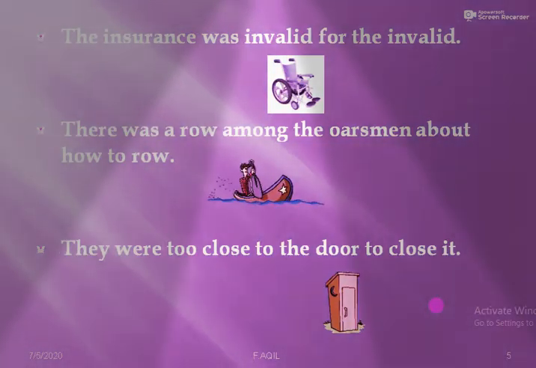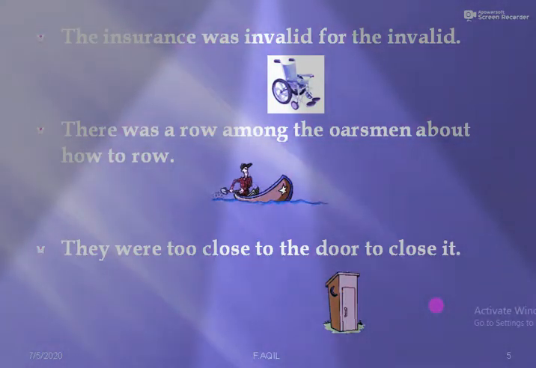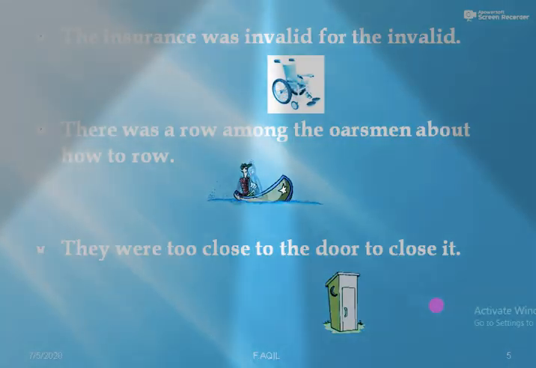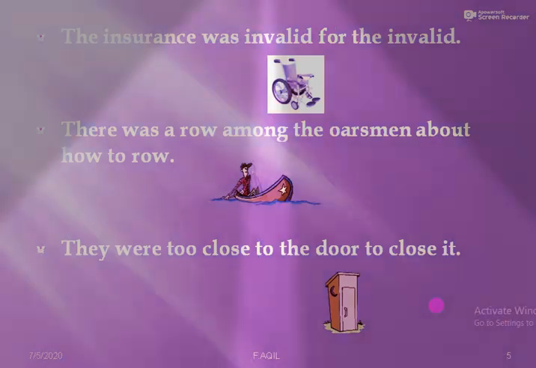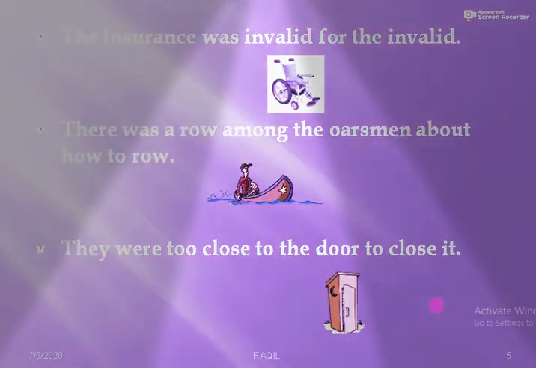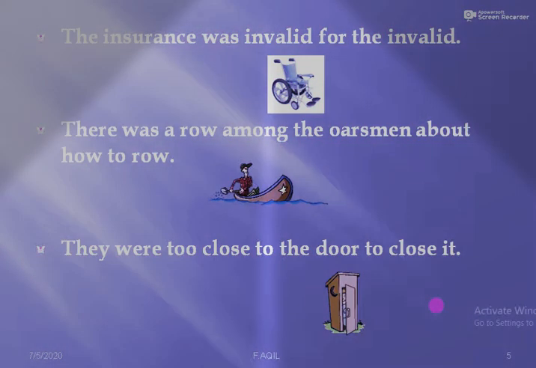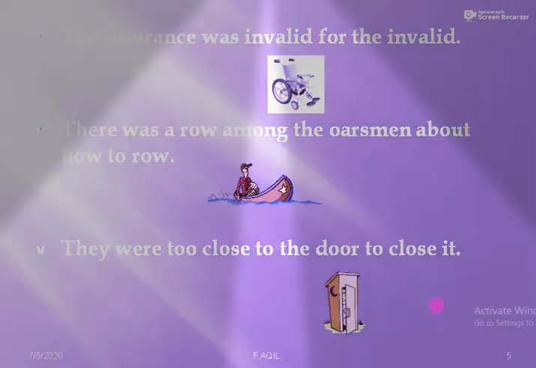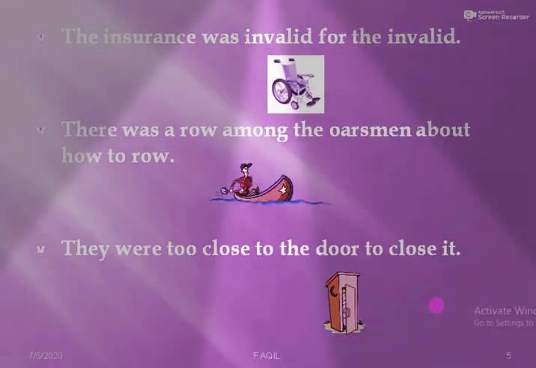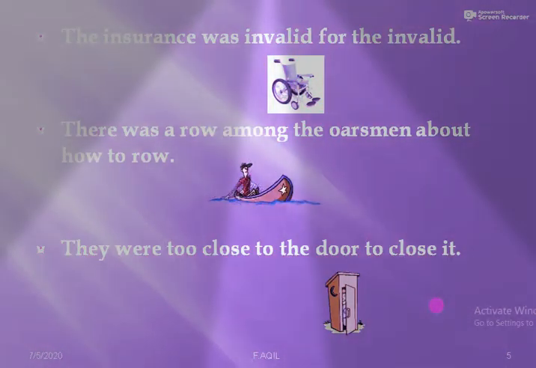Now the next one, there was a row among the oarsmen about how to row. You see the first one, R-O-W, the first row here means a fight or a quarrel, and oarsmen are people who row the boat. The second one is the action verb of rowing, such as the one shown in the picture. Look at it, there's a man sitting and he's rowing the boat. He is an oarsman, and the oarsmen there had a quarrel, which is the first row. So there was a row among the oarsmen about how to row.